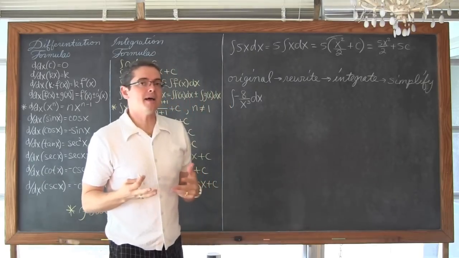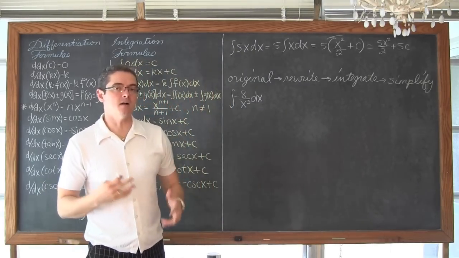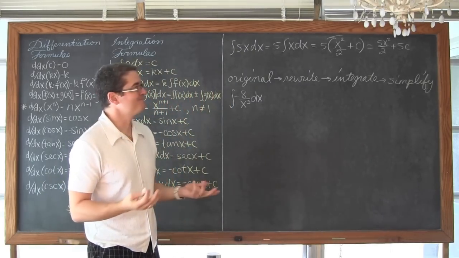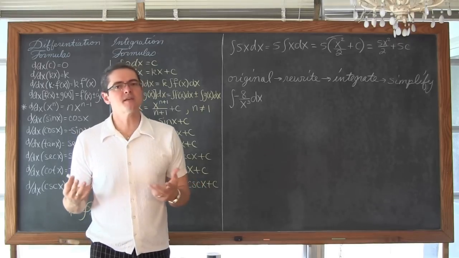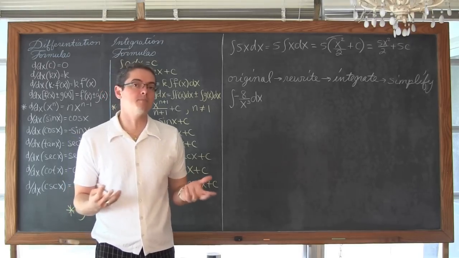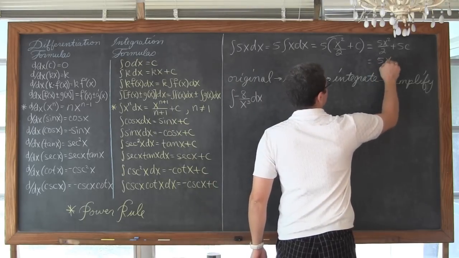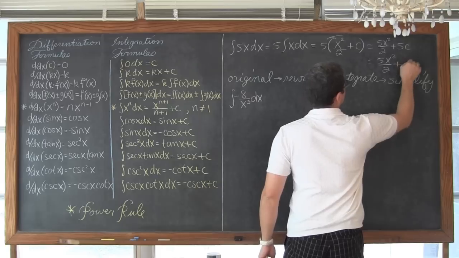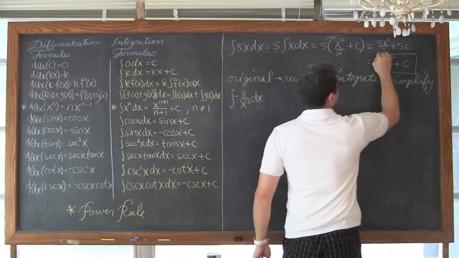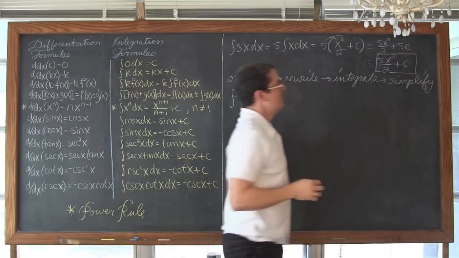Now c is defined as a constant, any constant. So writing 5c is unnecessary and overcomplicated. We can just simply write that as c. So we can rewrite this as 5x squared over 2 plus, again, this value of c.